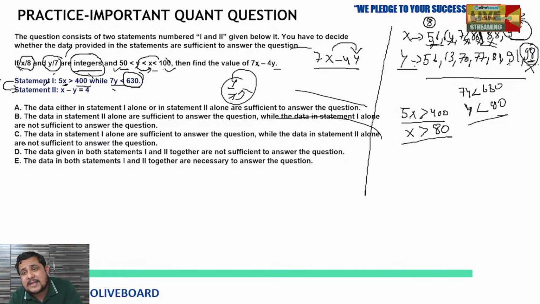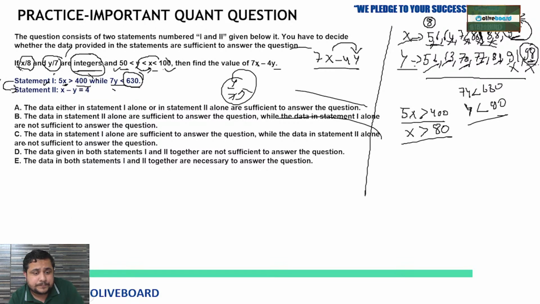So y is less than 90, then 91 is not a possible value of y. But y can be 84, 77, 70, 63, or 56. Any one of these values can represent y, but we are not sure about y. Now, if we talk about x, for x also we have two values, 88 and 96. Both are greater than 80.